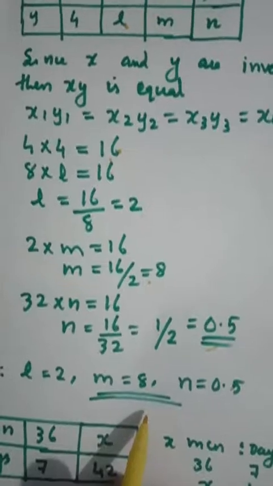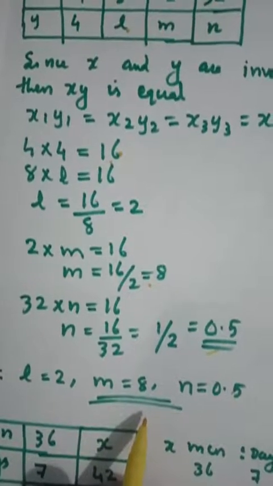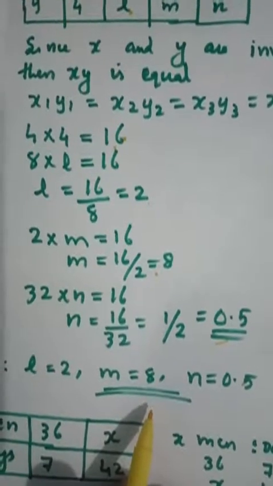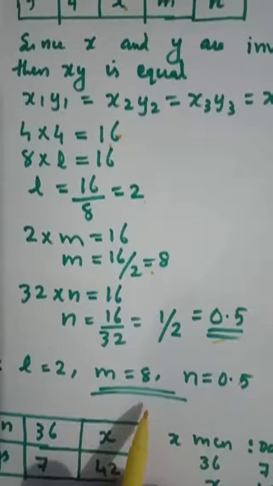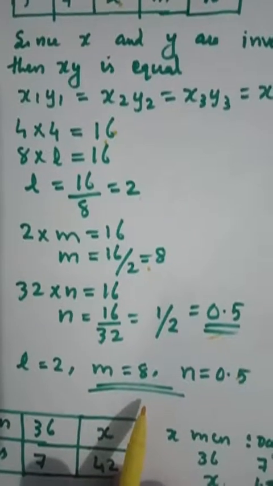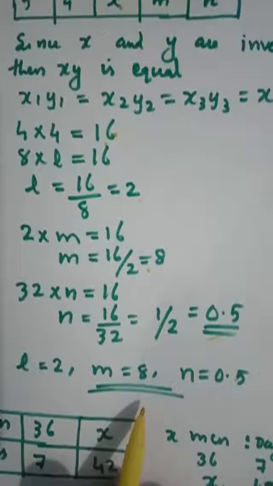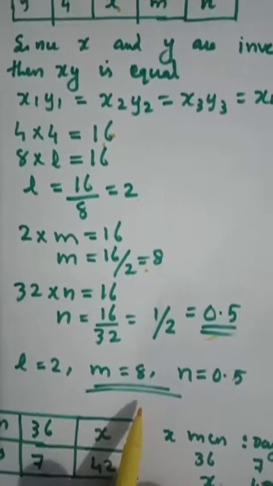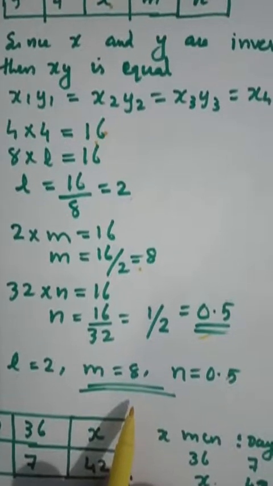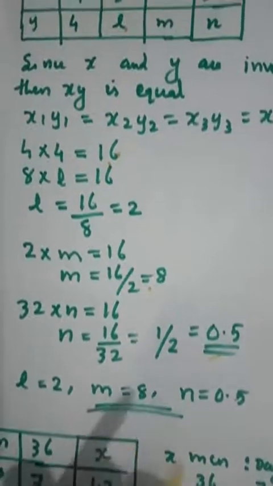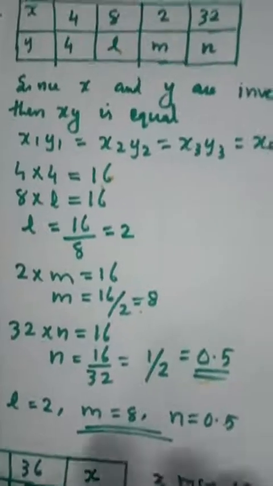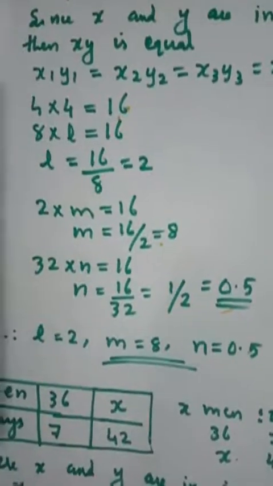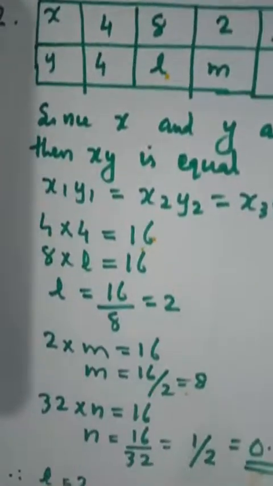Clear? Very simple. Only one thing you remember, whether x and y are in inverse or direct variation. If x and y are in direct variation, then x by y is a constant. That means x1 by y1 is equal to x2 by y2 is equal to x3 by y3, which is a constant. If they are in inverse variation, then x into y is a constant. That is x1 y1 equal to x2 y2 equal to x3 y3 equal to a constant. That's all. Okay.